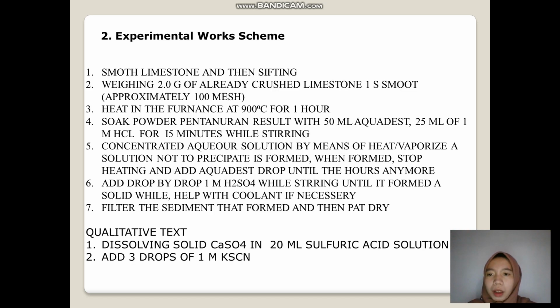Experimental work scheme: 1. Smooth the limestone and then sift. 2. Weigh 2 grams of the crushed limestone. 3. Heat in the furnace at 900 degrees for an hour. Mix the powder result with 50 ml aqueous, 25 ml of 1 molar HCl for 15 minutes while stirring.